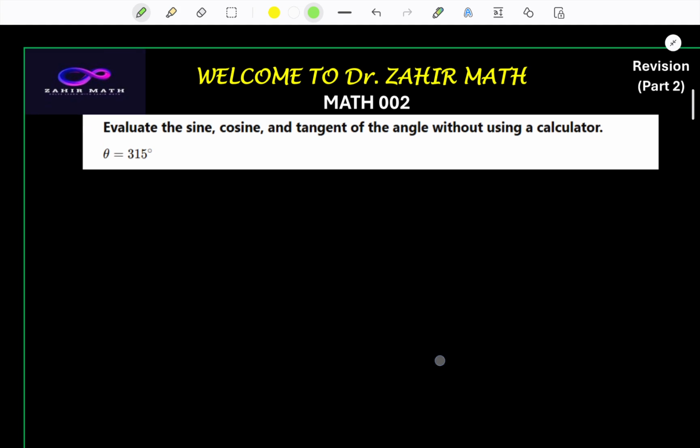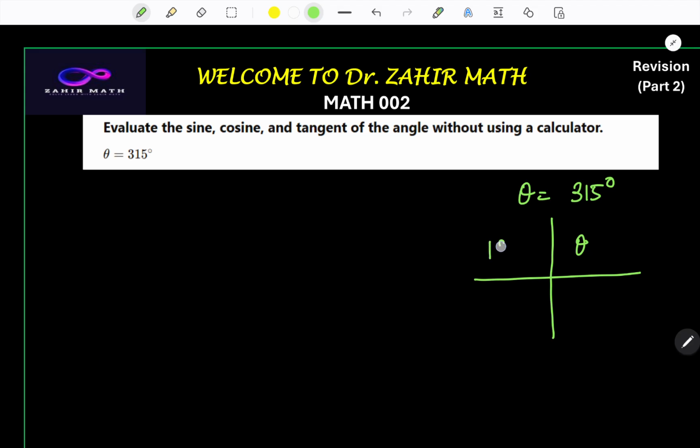Evaluate sine, cosine, tangent of the angle without using a calculator. So what is the angle given here? Theta equals 315 degrees. So let's draw this figure and write the formulas: theta here, and 180 minus theta, theta minus 180, and 360 minus theta. After that, write here all positive, sine only positive, tan only positive, cosine only positive. STC, you can remember it like a company name.